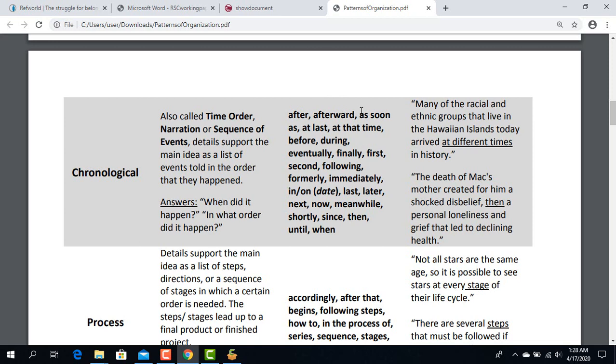Okay, example. Many of the racial and ethnic groups that live in the Hawaiian Islands today arrived at different times in history. The death of Mac's mother created for him a shocked disbelief, then a personal loneliness and grief that led to declining health. So the first thing, the second thing, okay, chronological order.